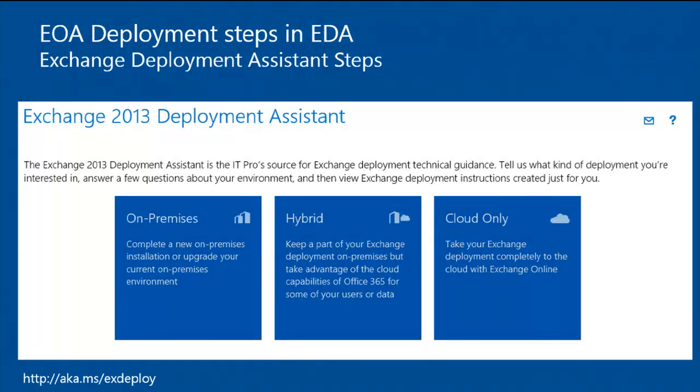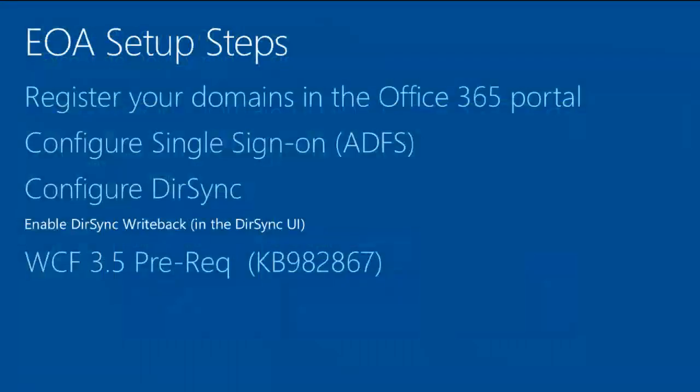You go to this EDA, you select hybrid configuration, and it's going to ask you questions about your existing environment, whether you're on Exchange 2010 or 2013, and what do you want to do. And based on how you answer, it's going to give you step-by-step instructions on how to set up a hybrid environment. So if you haven't checked out the EDA, I'd recommend doing so. It's a very popular tool, along with another tool that we'll take a look at.